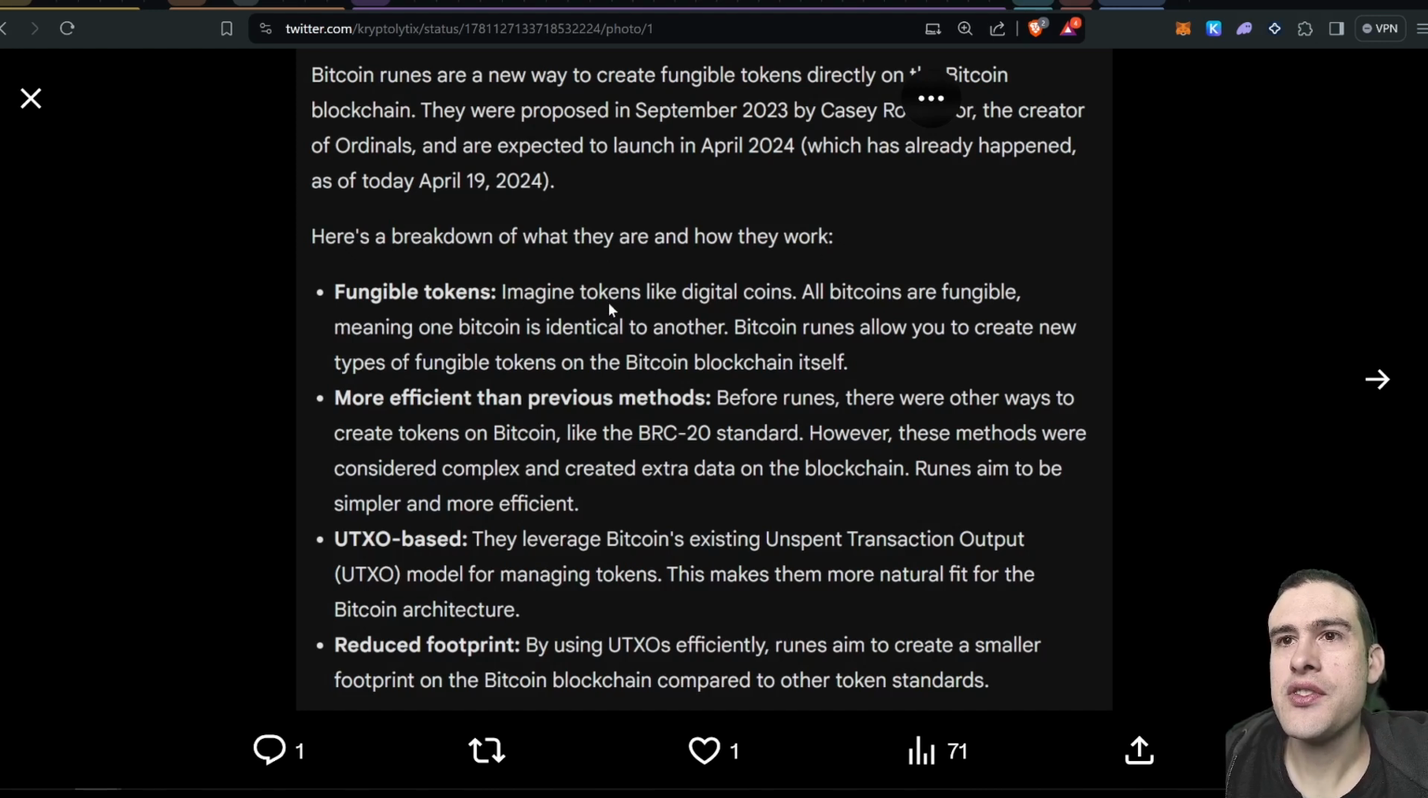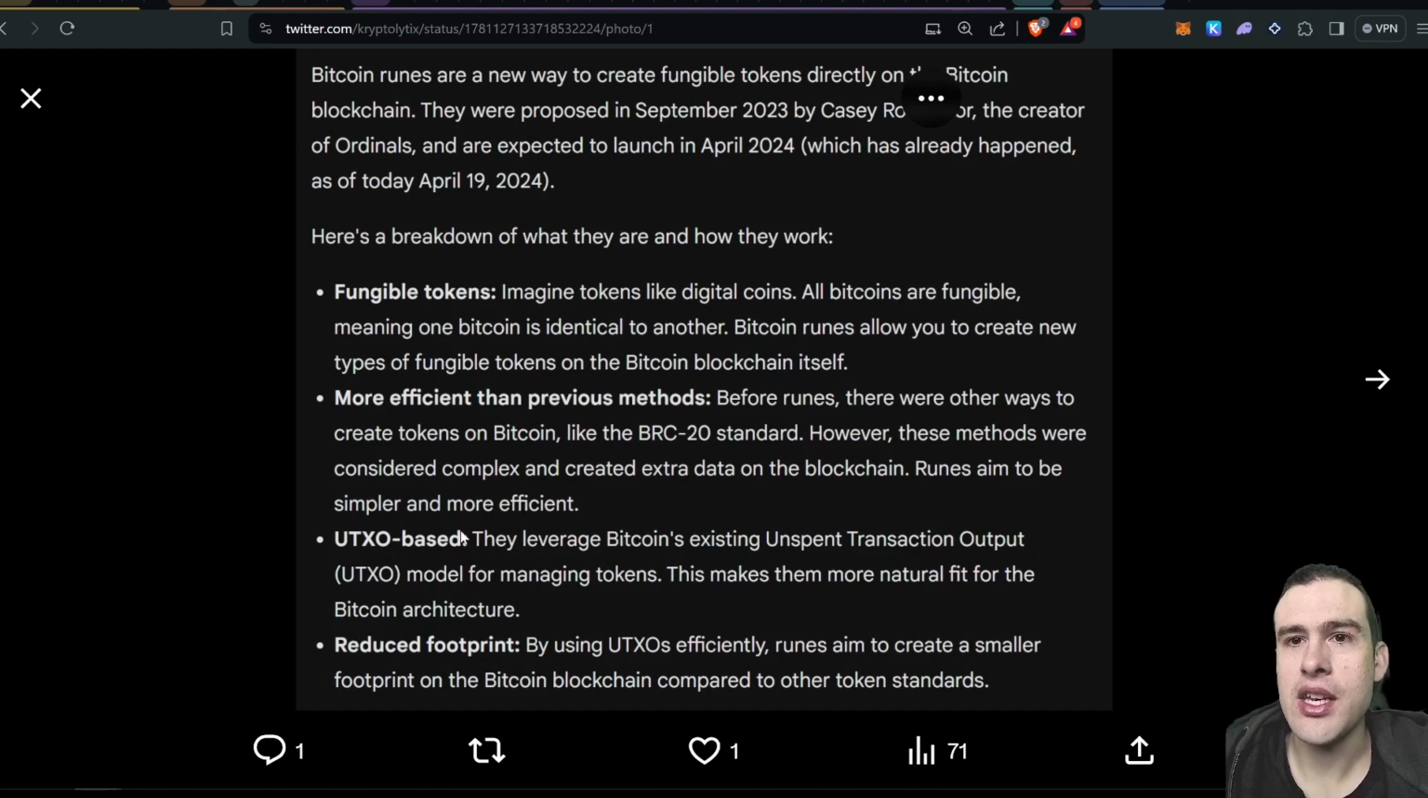So here's a breakdown of what they are and how they work. They're fungible tokens. Imagine tokens like digital coins. All Bitcoins are fungible, meaning one Bitcoin is identical to another. Bitcoin runes allow you to create new types of fungible tokens on the Bitcoin blockchain itself. So we're talking meme coins on Bitcoin, essentially. That's pretty much what it is. It's what it's going to be. They're more efficient than previous methods. There were other ways to create tokens on Bitcoin, like the BRC20 standard. However, these methods were considered complex and created extra data on the blockchain. Runes aim to be simpler and more efficient.